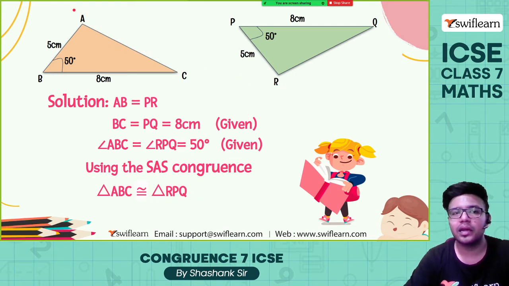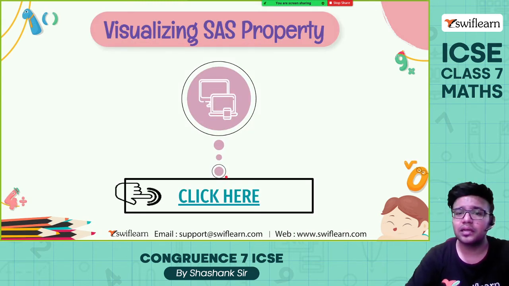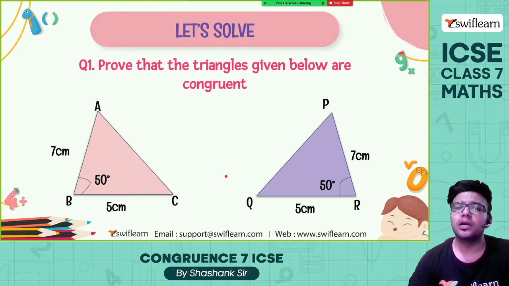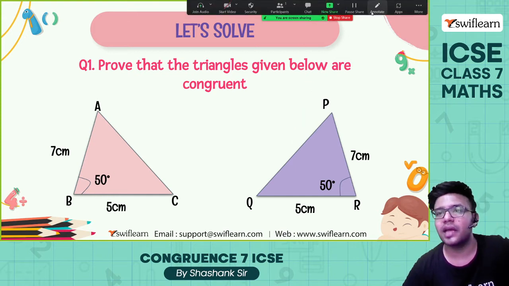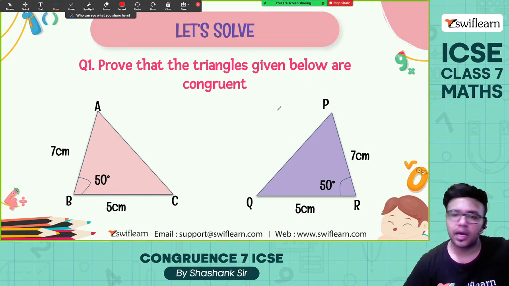Look, R and A, angle P and angle B, C and Q. We have to match them like this. And using SAS congruence, we can say these two triangles are congruent. Prove that the triangles given below are congruent. Triangle ABC and triangle PRQ.